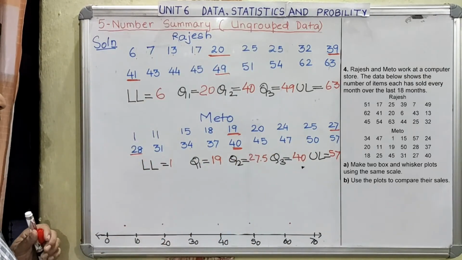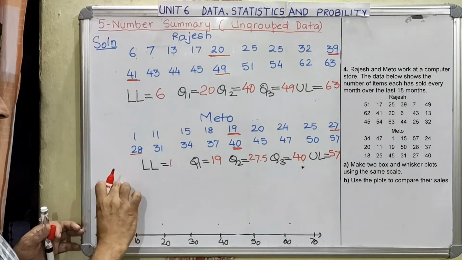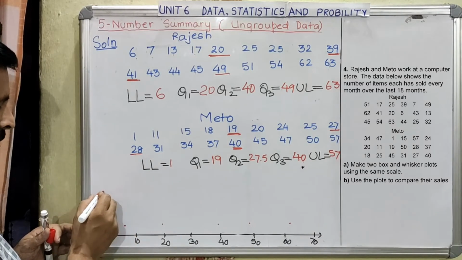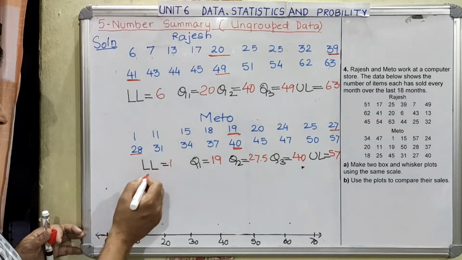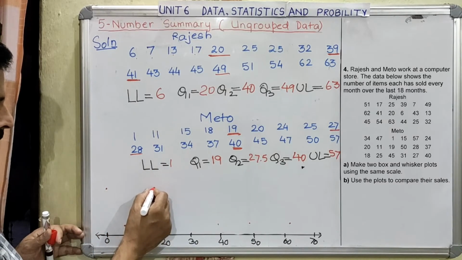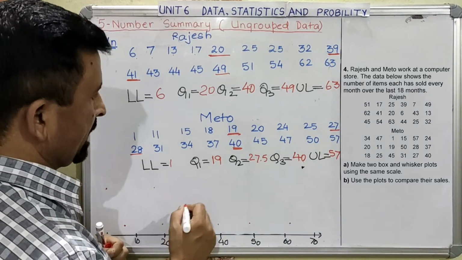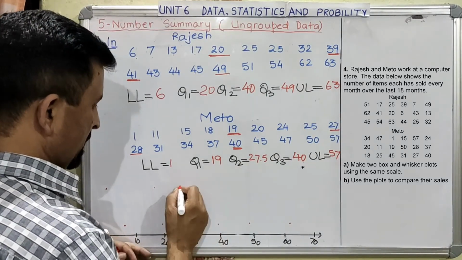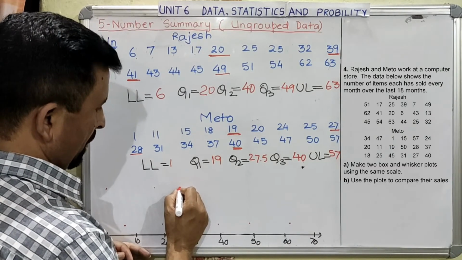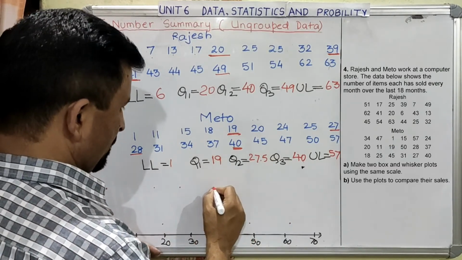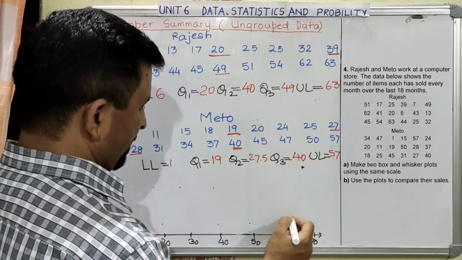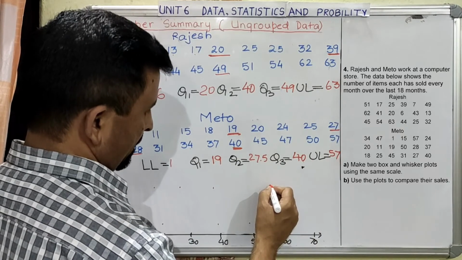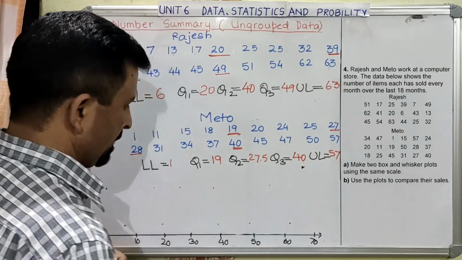Let me mark the 5 points for the second set of data, keeping some space. Okay. So the first one is 1, very close to 0. Then is 19, a little less than 20. Okay. Then is 27.5, which is a little less than 30. Then is 40. And then the last one is 57, a little less than 60. Is this okay?